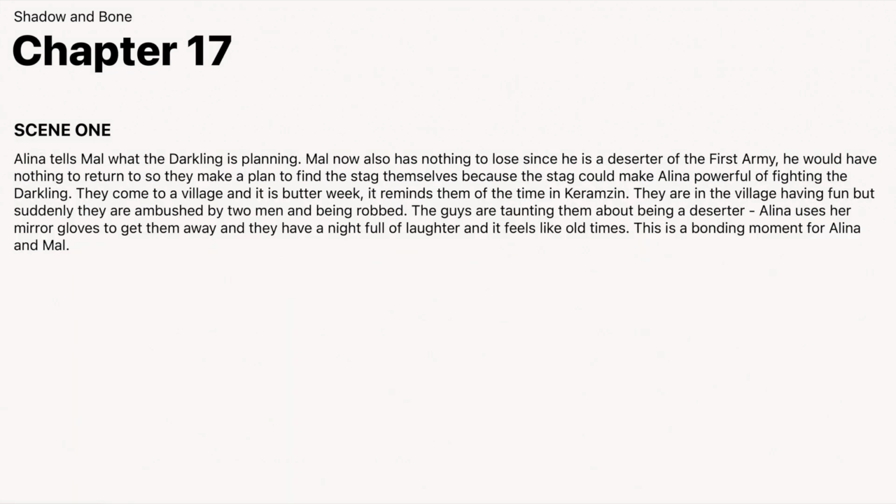So they're now moving through the woods together, living side by side, even though it's a little awkward because they aren't talking about their relationship, but they do start to divulge information about what they both have. So Alina tells Mal what the Darkling is planning, and Mal now also has nothing to lose. Since he went after Alina, he has become a deserter of the First Army, which is a huge offense, and he would have nothing to return to.